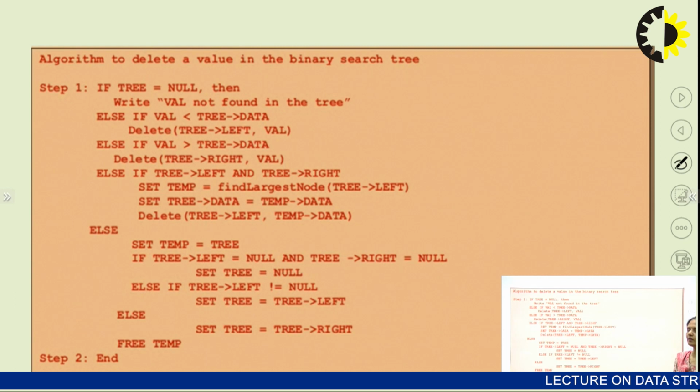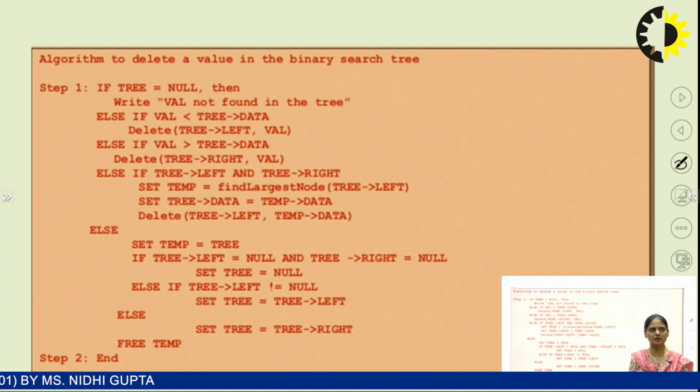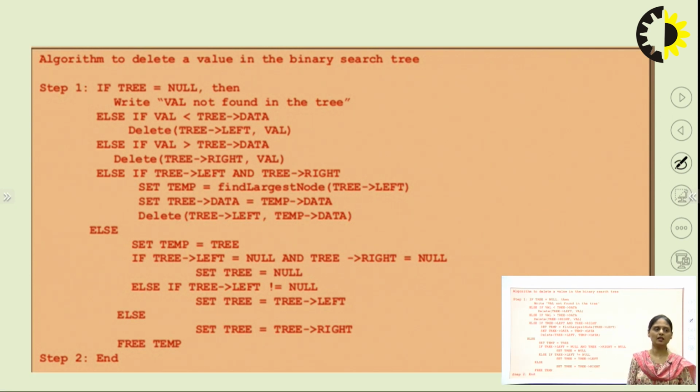Now let's go for the algorithm, and in this algorithm we need to take care of all three cases. If the tree is equal to null, then the searching has stopped and we are not able to find any element matching our criteria. So we say the element is not found in the tree and we are not able to delete it. Else we find the suitable element according to the search. We compare the value with the tree data, and we go to the left or to the right, like we did in the previous algorithms.